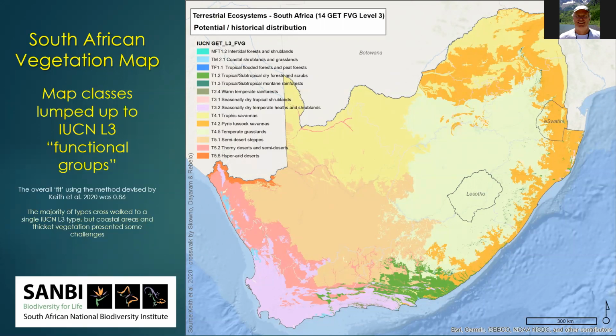Coastal areas and thicket vegetation presented some challenges. Overall, the 458 South African vegetation types could be assigned to 14 L3 groups, clearly illustrating the rainfall gradient of the interior plateau.